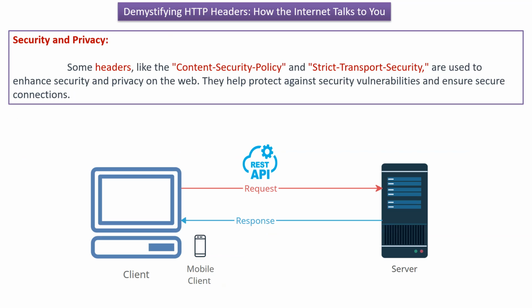Now we will see security and privacy related headers. Some headers like the content security policy and strict transport security are used to enhance security and privacy on the web. They help to protect against security vulnerabilities and ensure secure connections.